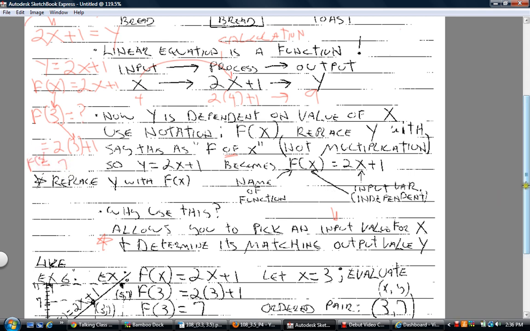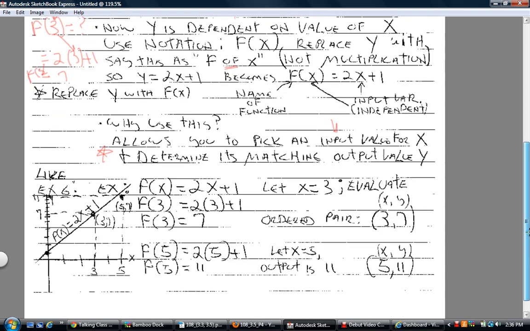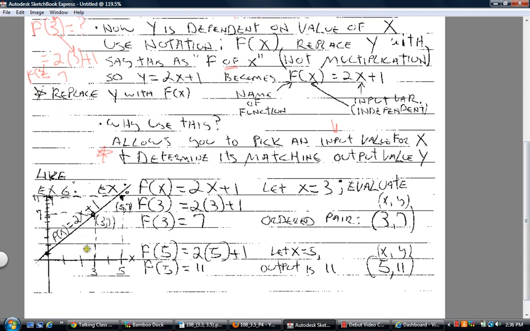Now let me scroll down here just a little bit. What are we representing here? Look at my graph down here in the bottom. 3 comma 7. Now this is the same problem, f of x equals 2x plus 1. When x was 3, I come up, I hit the graph, I come across. What is the output? The y is 7. We've just proven that to ourselves, and the ordered pair 3 comma 7 satisfies that equation.